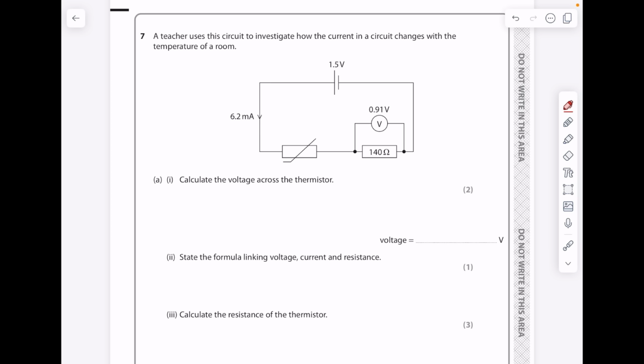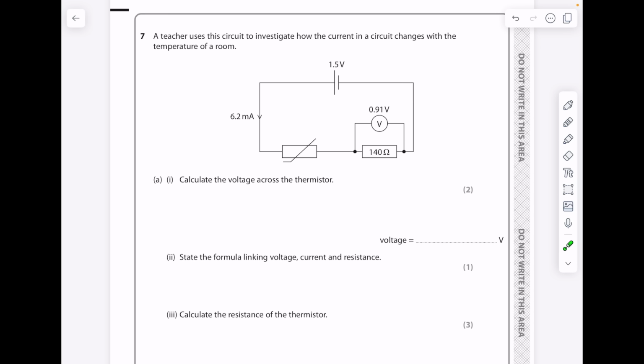The teacher uses this circuit to investigate how the current in a circuit changes with the temperature of a room. Calculate the voltage across the thermistor. So just to be aware, look, we have a cell here, here's some wires, here's our thermistor, which is our temperature dependent resistor. We've got a fixed resistor here and a voltmeter measuring the fixed resistor's voltage. Calculate the voltage across the thermistor. So we need to find out the voltage here.